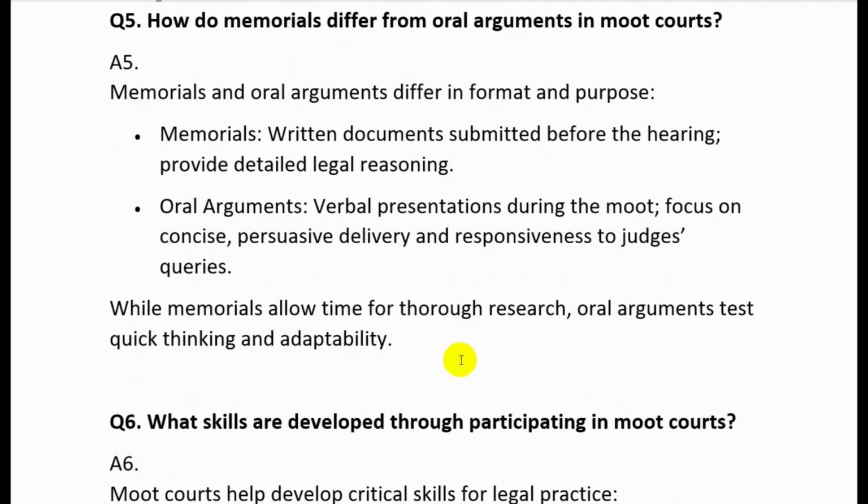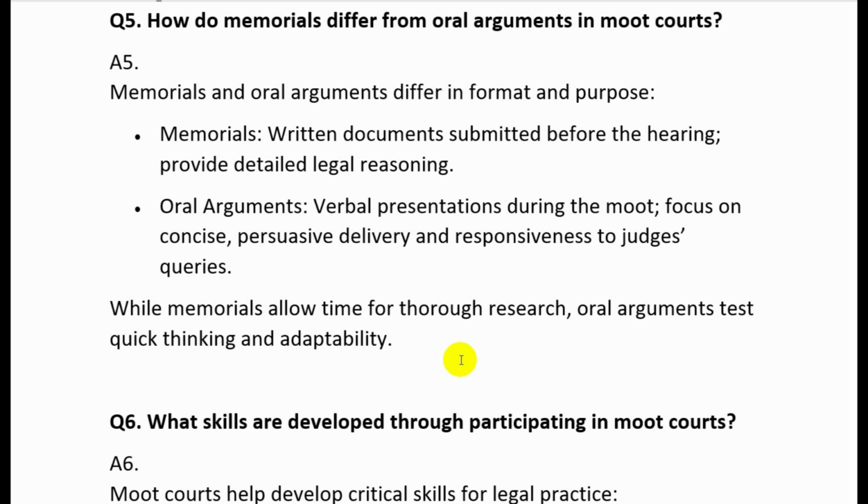These are all very practical questions. So even if they don't come in the exam, they will still be useful throughout our journey of advocacy. How do memorials differ from oral arguments in moot courts? Memorials are nothing but written documents or written drafts, and oral arguments are a verbal presentation basically. So they differ in format and purpose. Of course, we know that.